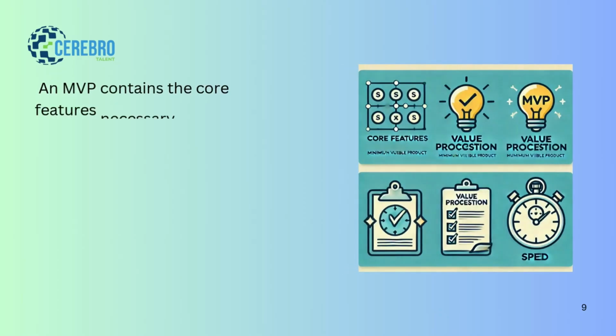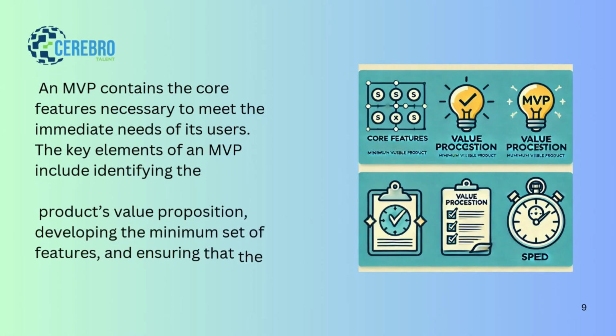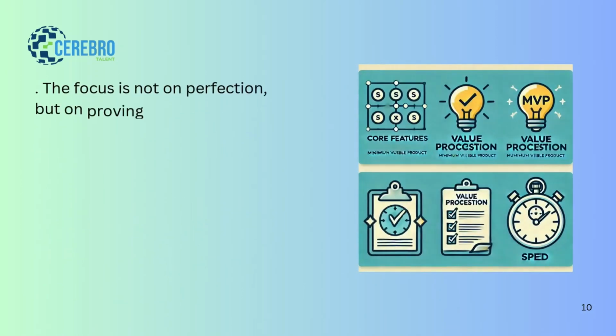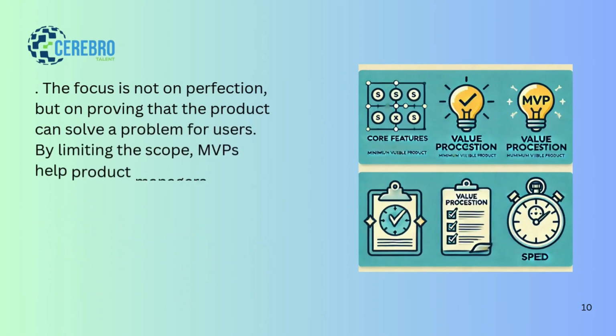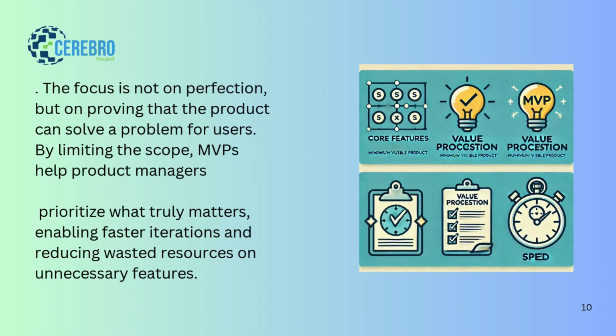An MVP contains the core features necessary to meet the immediate needs of its users. The key elements of an MVP include identifying the product's value proposition, developing the minimum set of features, and ensuring that the product can be tested by users as quickly as possible. The focus is not on perfection, but on proving that the product can solve a problem for users. By limiting the scope, MVPs help product managers prioritize what truly matters, enabling faster iterations and reducing wasted resources on unnecessary features.